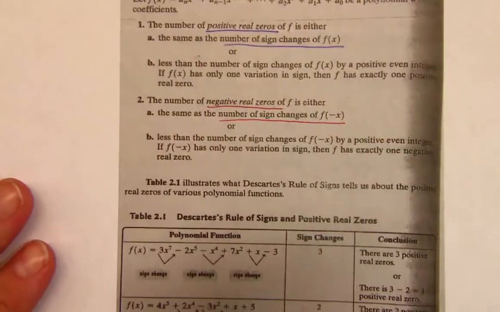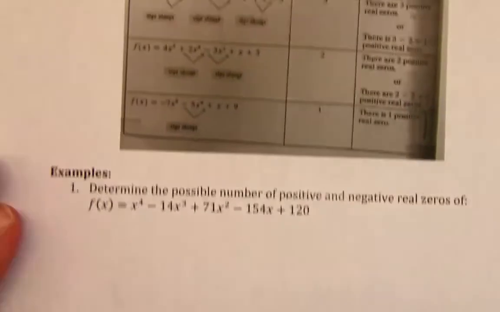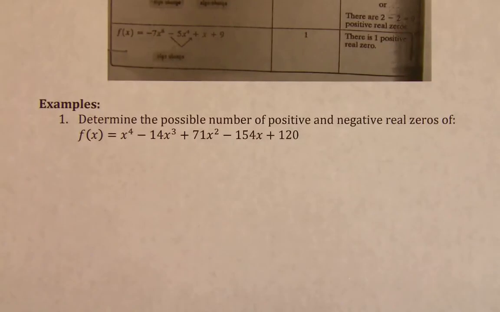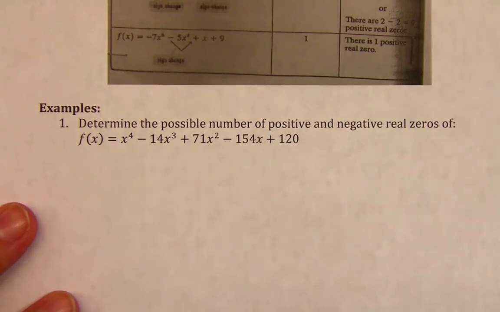So the best way to really start to notice this is by doing an example. So that's what I'm going to do here. It says determine the possible number of positive and negative real zeros of this polynomial right here.